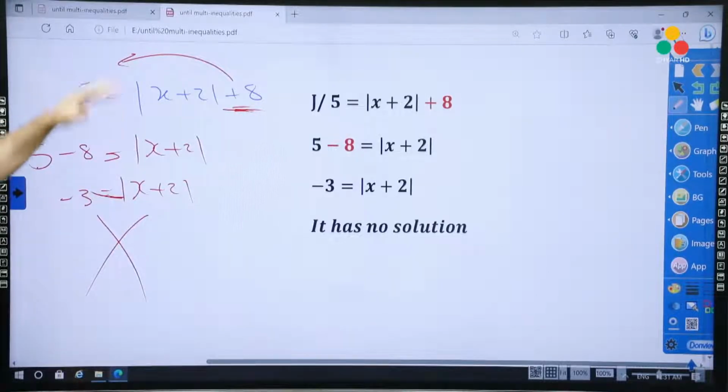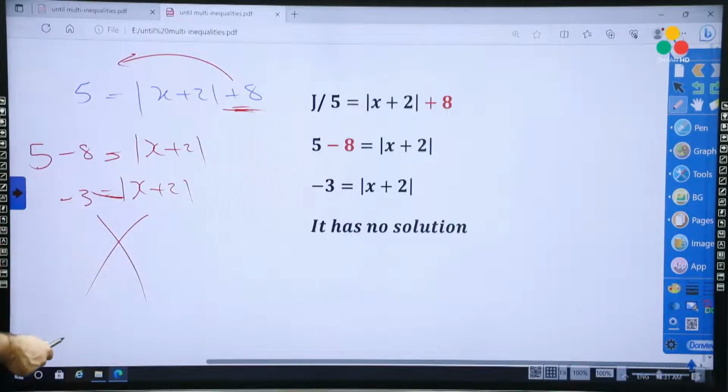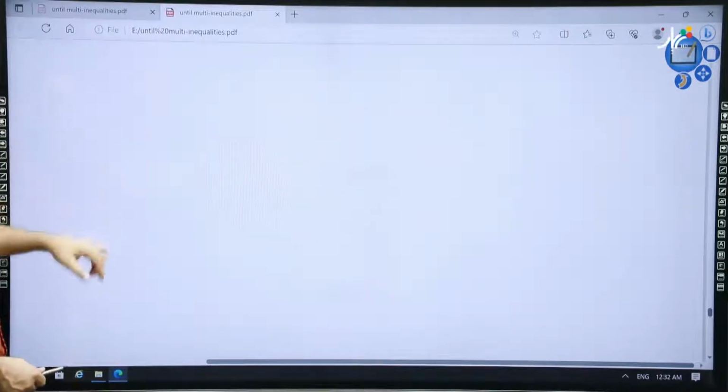This is all about the absolute value equation. Then, what if we have an absolute value inequality?